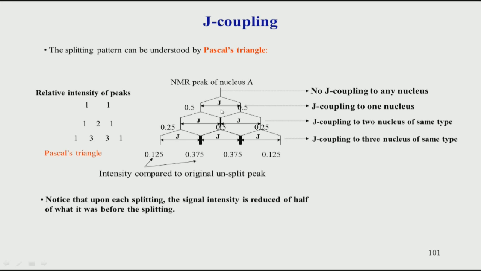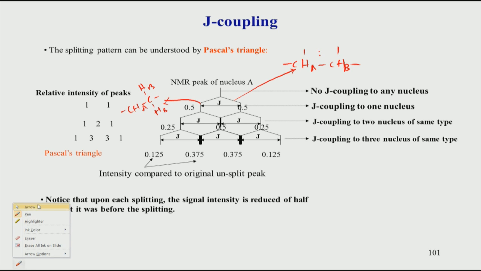Now, I can take J coupling to a second nucleus. So, imagine a situation where we looked at this particular case, when HA is coupled to another HB. So, this is basically 1:1. Now, consider another case where there is one more. So, there is HA, HB, HB, 2 hydrogens. Now, what happens in such a scenario? This is what we have to look at now.